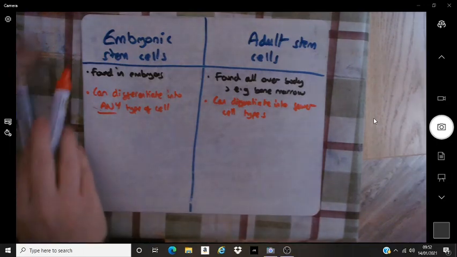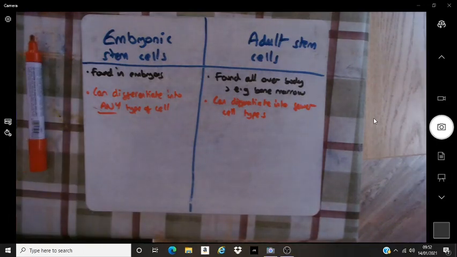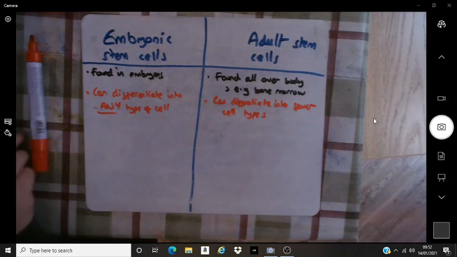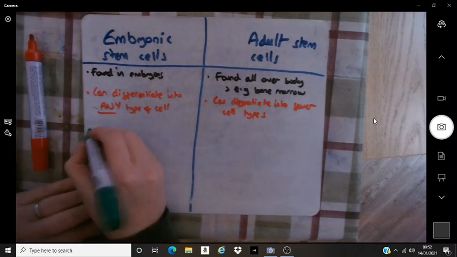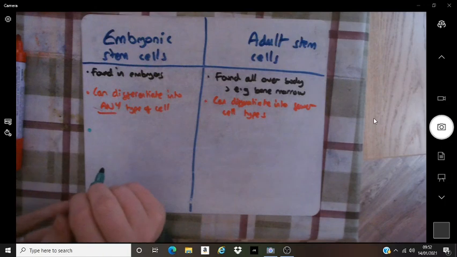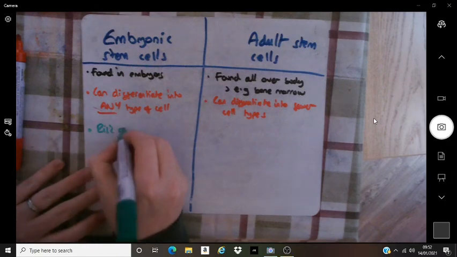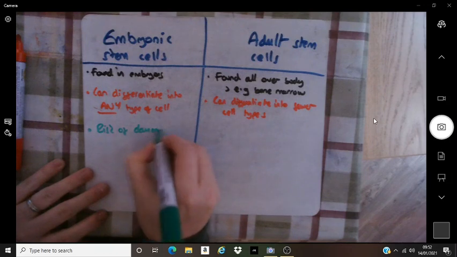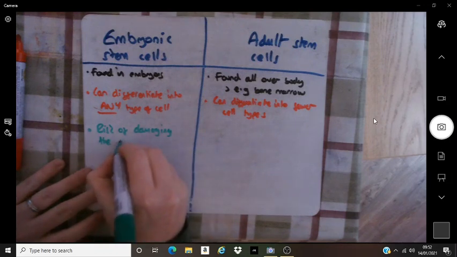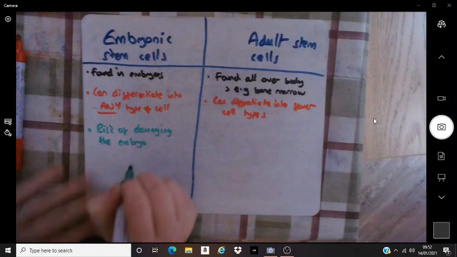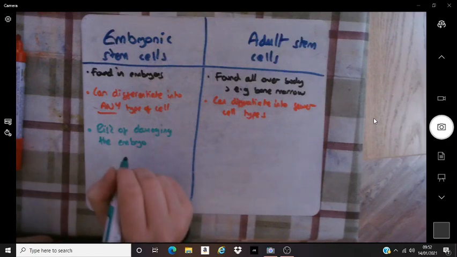So, that leaves us with some other ideas though. If you take an embryonic stem cell, there is a risk of damaging the embryo. There's a risk of damaging it so much that it could never become a human being. Some people see that as murder.